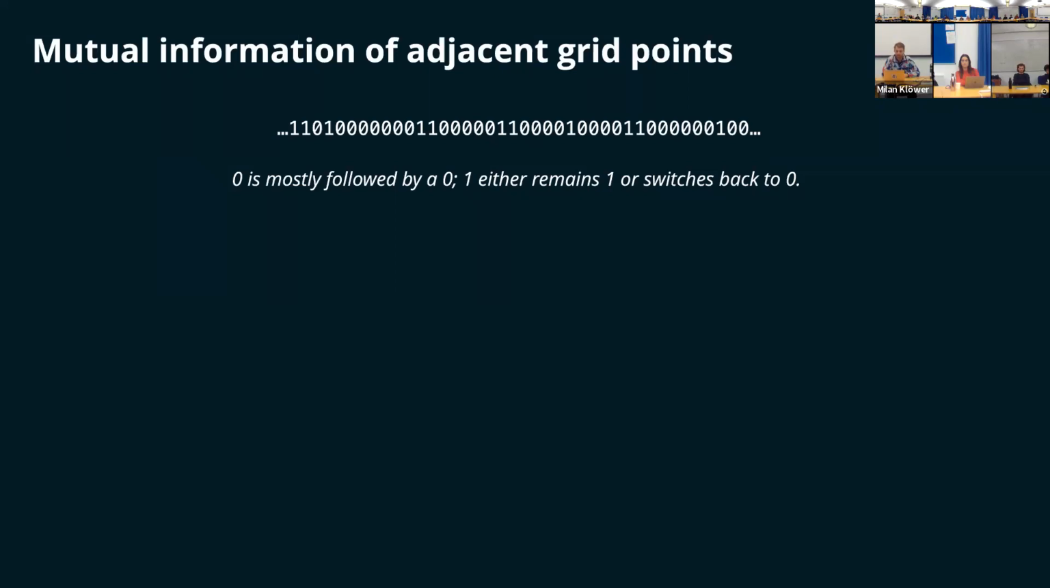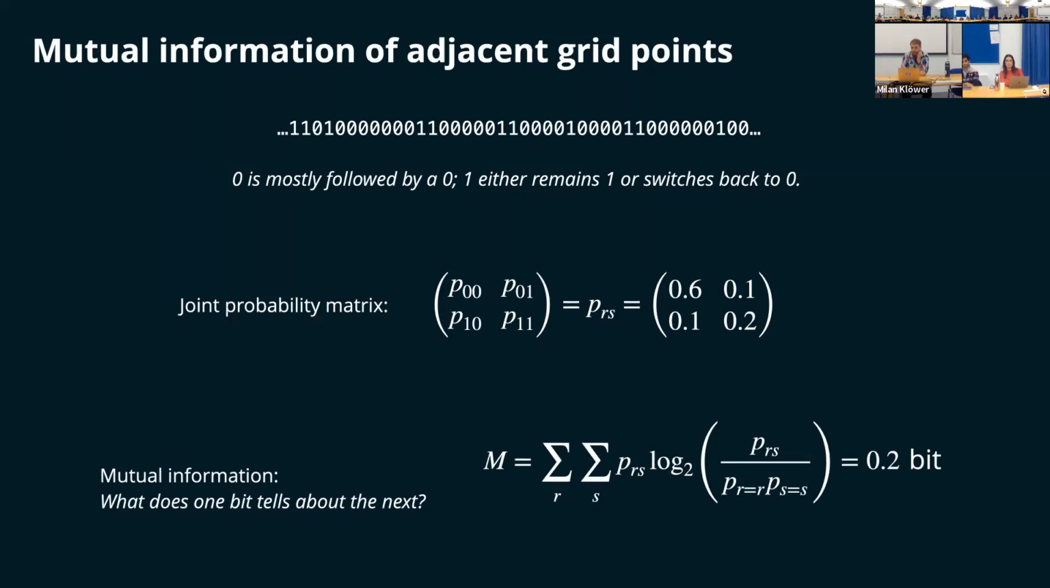It's based on a fairly simple idea: if you look at a stream of bits, just some zeros and ones, you assess the mutual information of these bits. In this bit stream, you see that 0 is mostly followed by 0. If you have a 1, it either remains a 1 or switches back to 0. So if you calculate the mutual information of that, you end up with this joint probability matrix, and you can throw this into the mutual information formula. This basically looks very similar to entropy. And then in the end, you get a certain amount of information out of that.